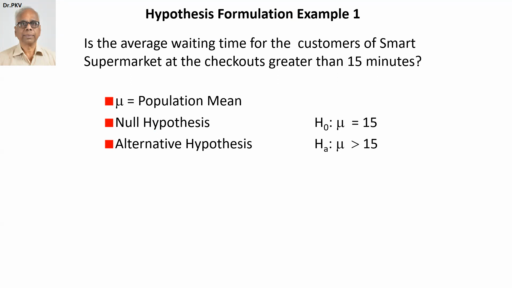And therefore, the null hypothesis is the status quo. Mu is equal to 15 minutes. Alternative HA is mu greater than 15 minutes. H naught is null. HA is alternative. And the alternative hypothesis has the direction. It's called the right tail test. It is right to the mean. So it's one tail test, which is the right tail test, mu greater than 15. Let's move to example 2.